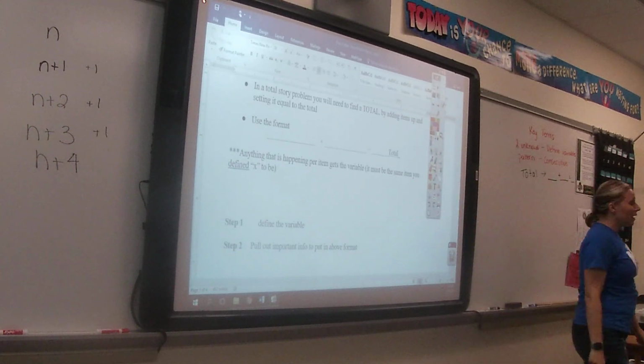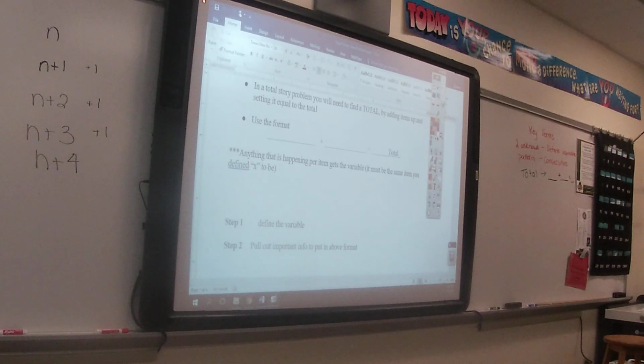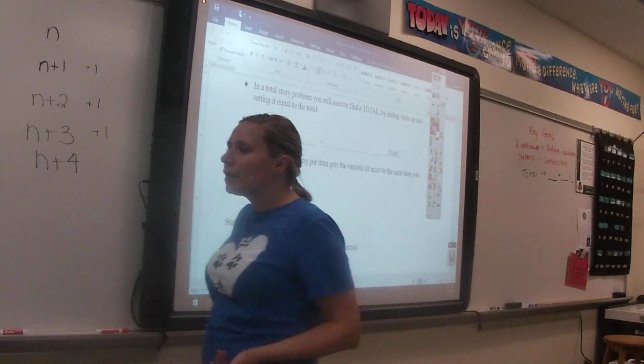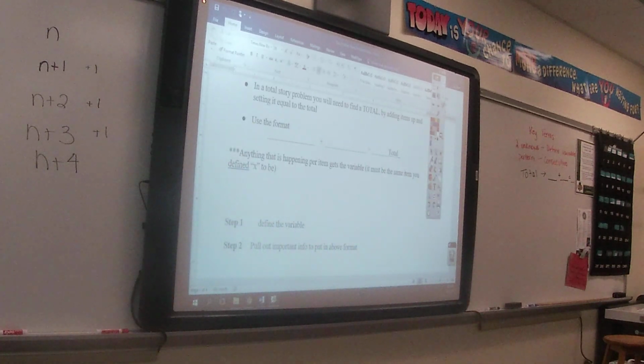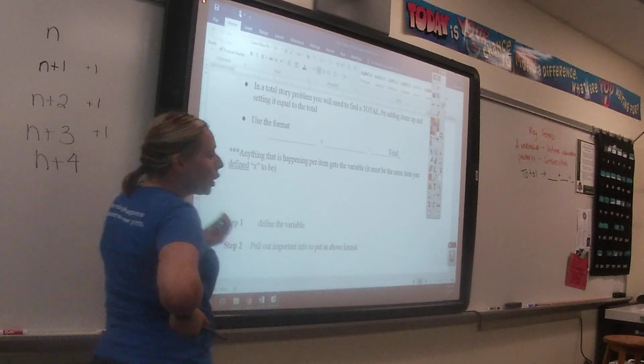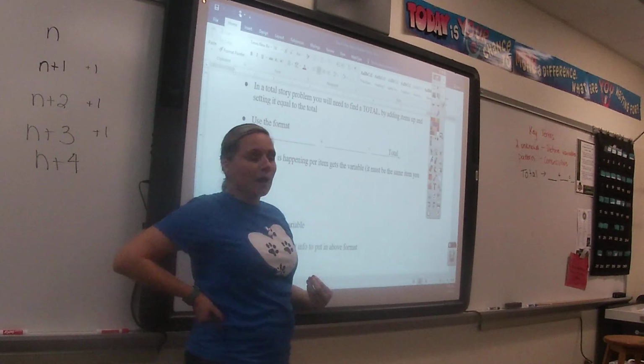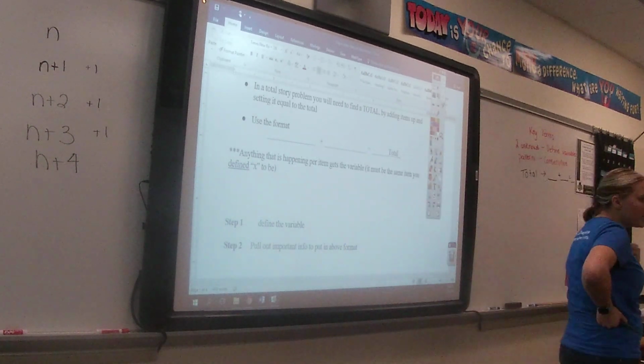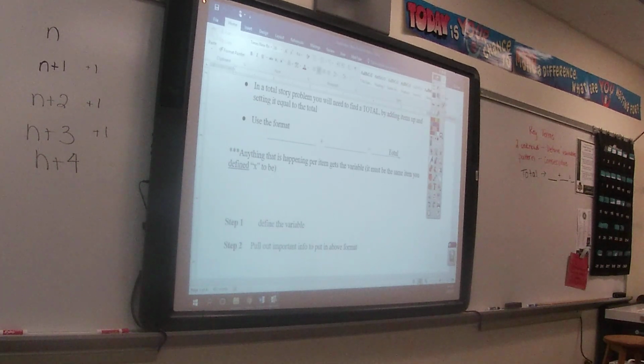The other key thing that I am now going to tell you is that when something is happening per item, it gets the variable. It doesn't get the variable because you circled the unknown, and it doesn't get the variable because you read it very carefully. It gets the variable for a very precise math reason: it is happening per item. If I'm going to pay $5 per shirt and I purchase 10 shirts, how much am I going to spend? $50, because we took 5 times 10. When something is happening per item, we multiply. You with me so far?